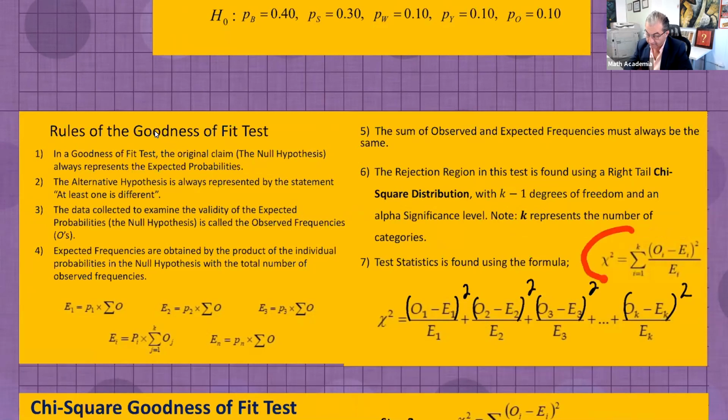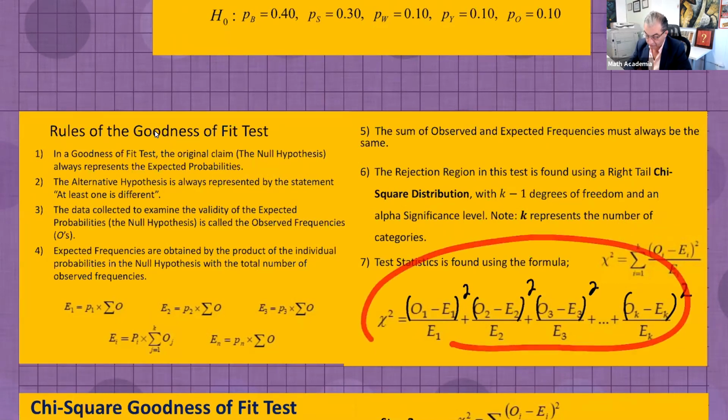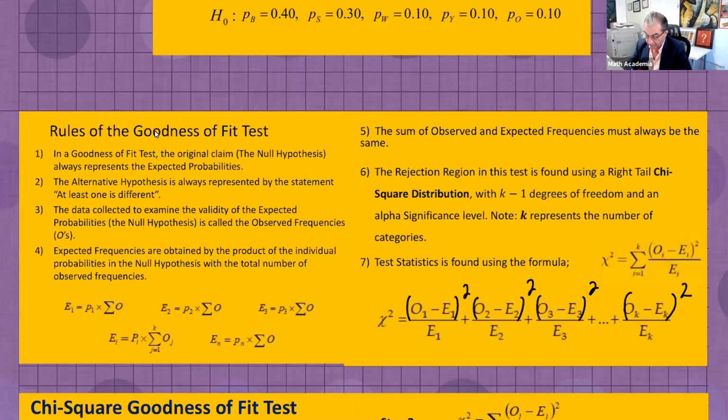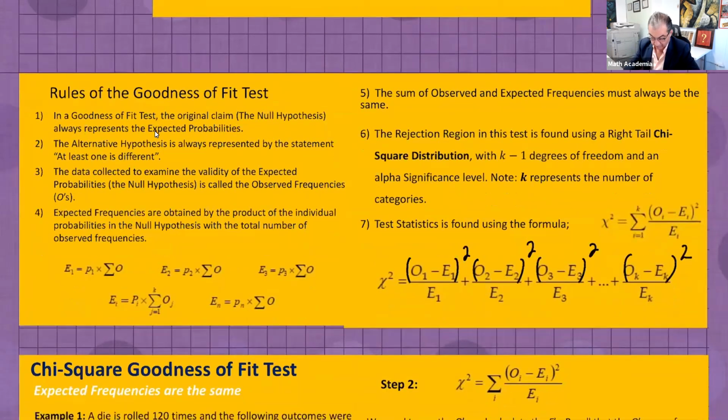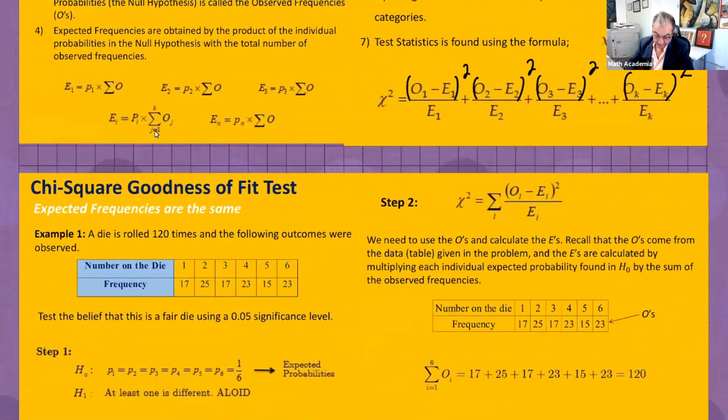The test statistic is given by this formula, just like we saw with contingency tables. So chi squared equals the sum of O minus E squared divided by E. And if you write it without the summation notation, that's how it is: O1 minus E1 squared divided by E1 plus O2 minus E2 squared divided by E2, and so on. So let's see some examples here.